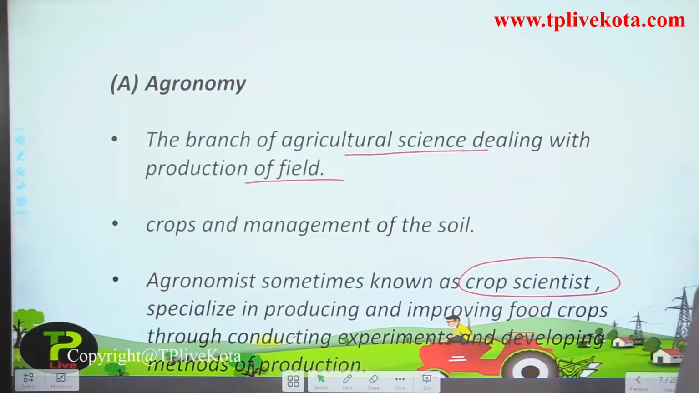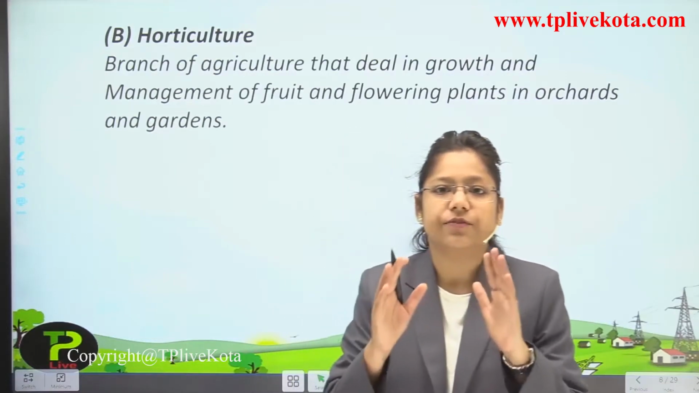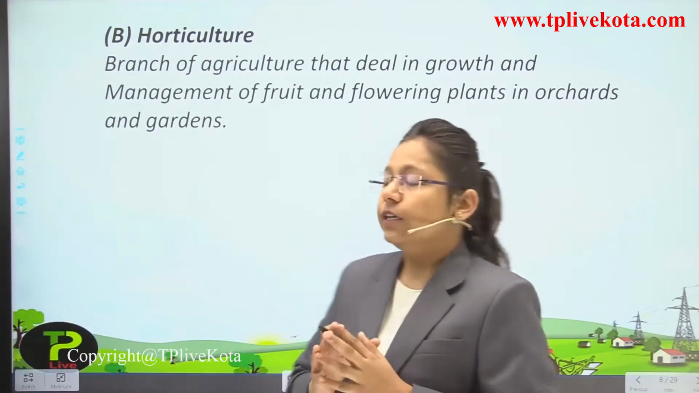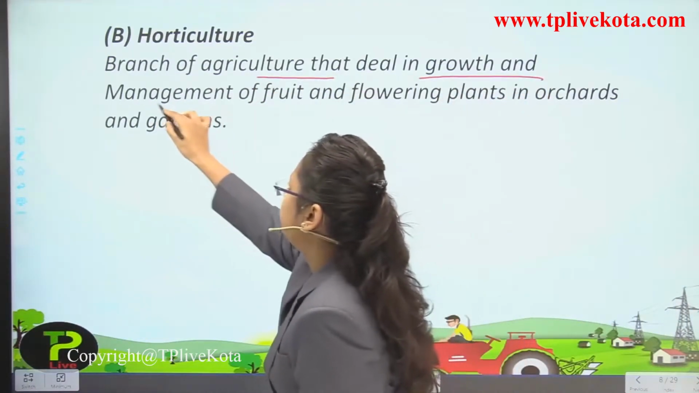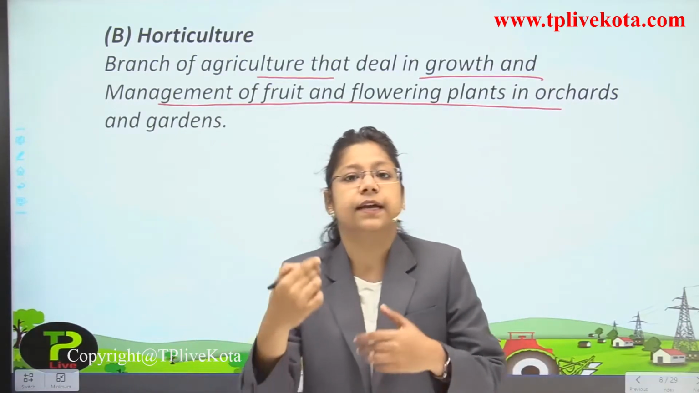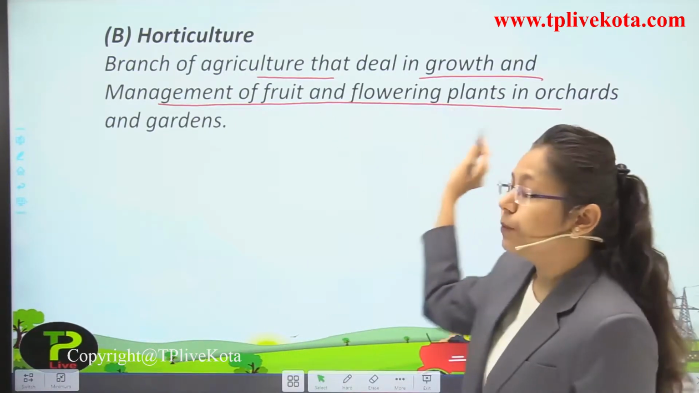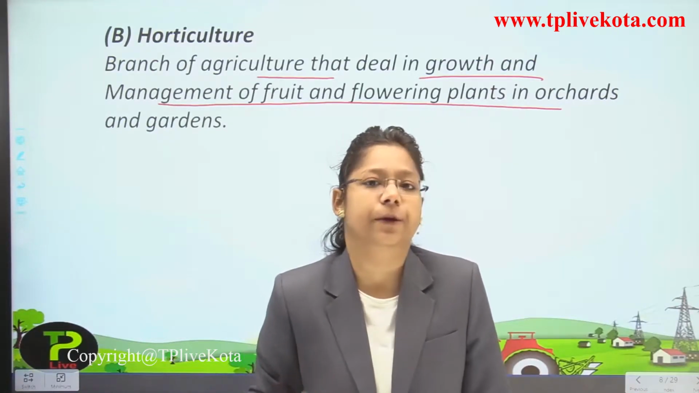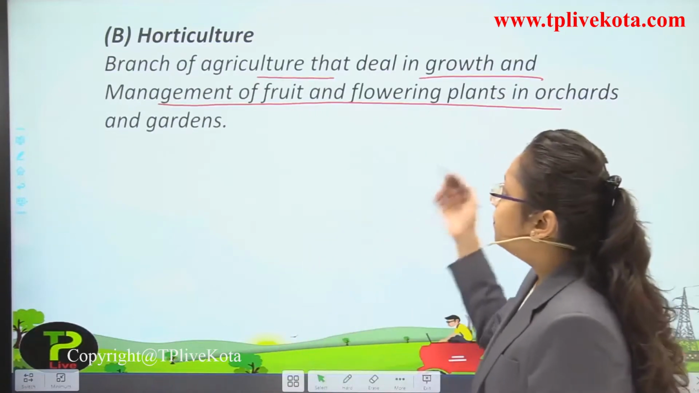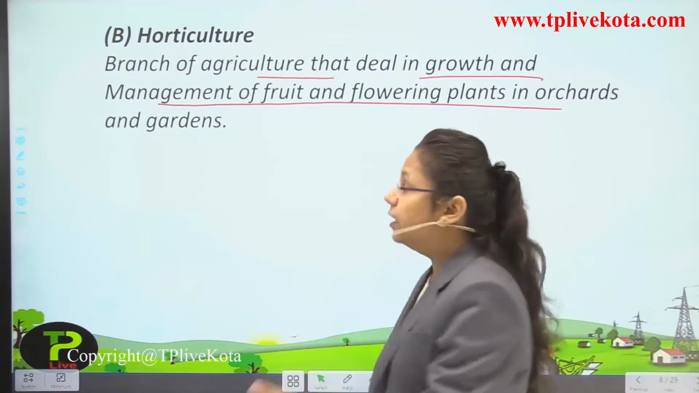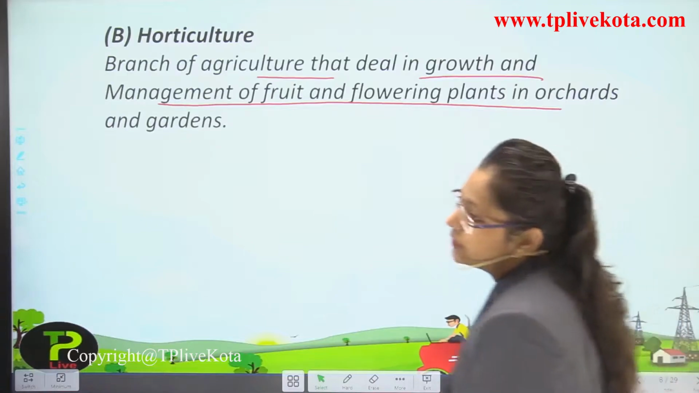Now the next branch we are going to talk about is horticulture. Now what is horticulture? First we have to understand the definition of it. So what is horticulture, student? It is the branch of agriculture that deals with growth and management of fruit and flowering plants in orchards and gardens. So it is related to only and only fruits and flowering plants, which means we are not talking about the crop over here. It is related to fruits and the flowering plants. So horticulture means the branch of agriculture that deals with the growth and management of the fruits and the flowering plants in orchards and gardens.